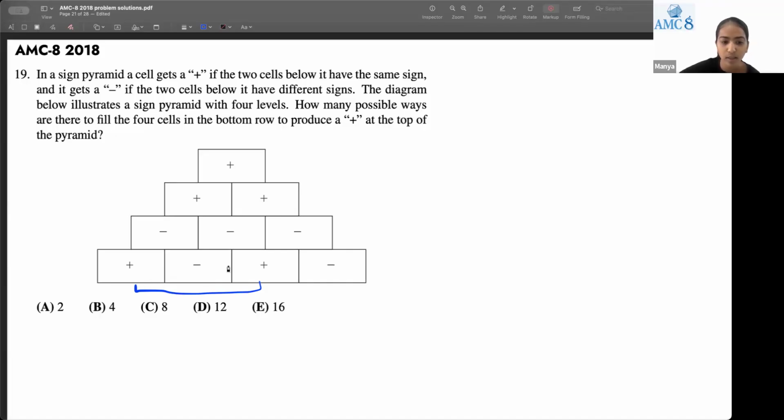So for the left 3 or for the right 3, let's just assume the left 3. The left three, we can arrange these freely.